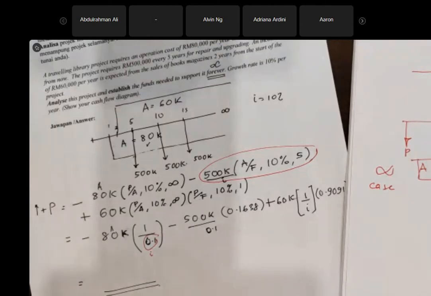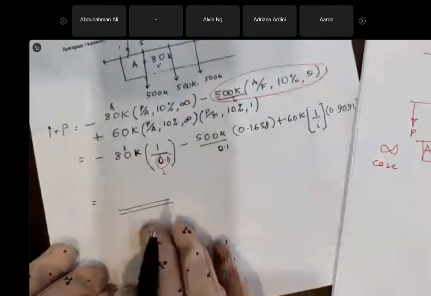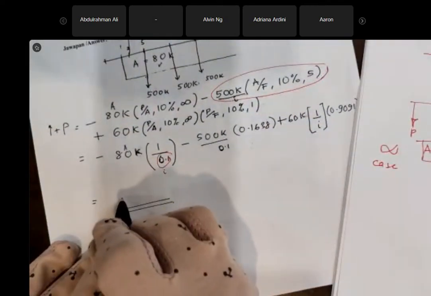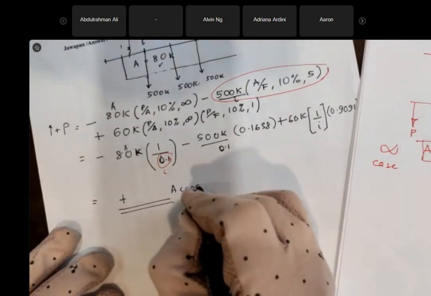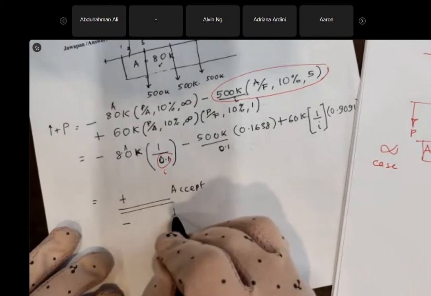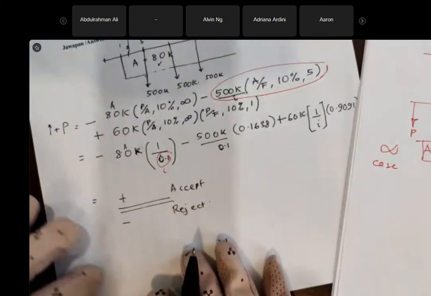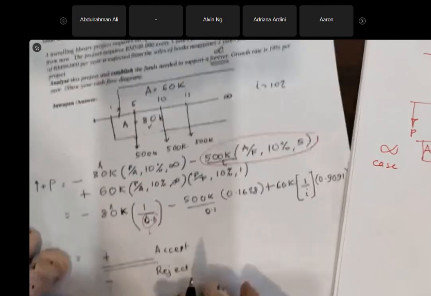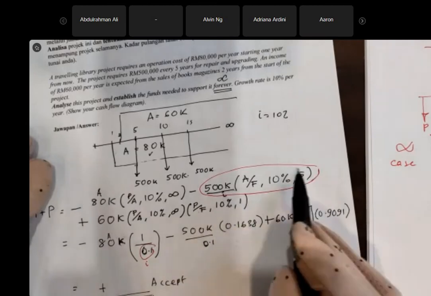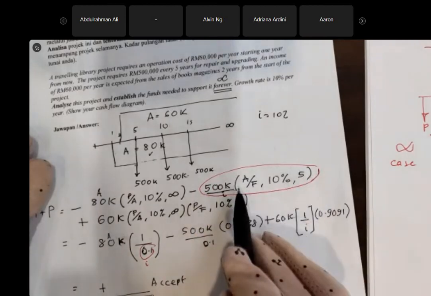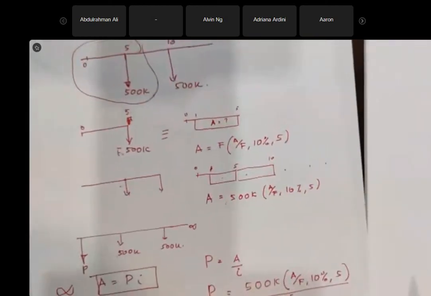No, not the same. Okay, how to accept or how to reject? If you find the answer is positive, that means you can accept. But if it is negative, you have to reject. Okay. For the first start, maybe it is quite difficult to understand this one, but we have to practice because this one is also quite common.